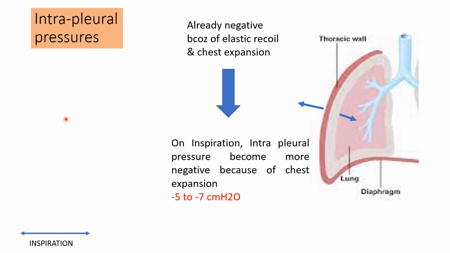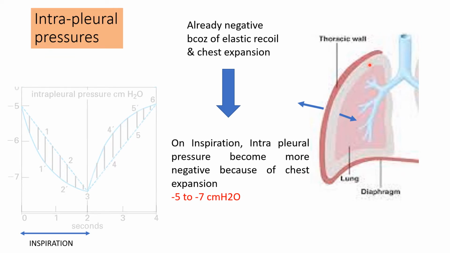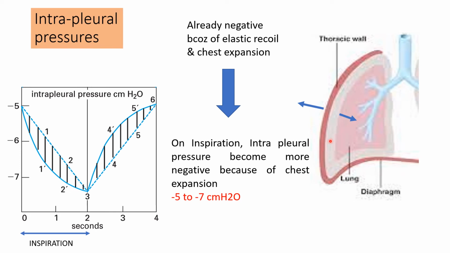Coming to intra-pleural pressure changes. Where is the pleura? You should know that this is the pleural cavity shown in white color, having two layers, parietal and visceral pleura, and within both the layers there is a cavity, the pleural cavity, having pleural fluid within it. So first of all, you should know what different pressures are present in the pleural cavity. Before starting inspiration, is the pleural pressure positive or negative?